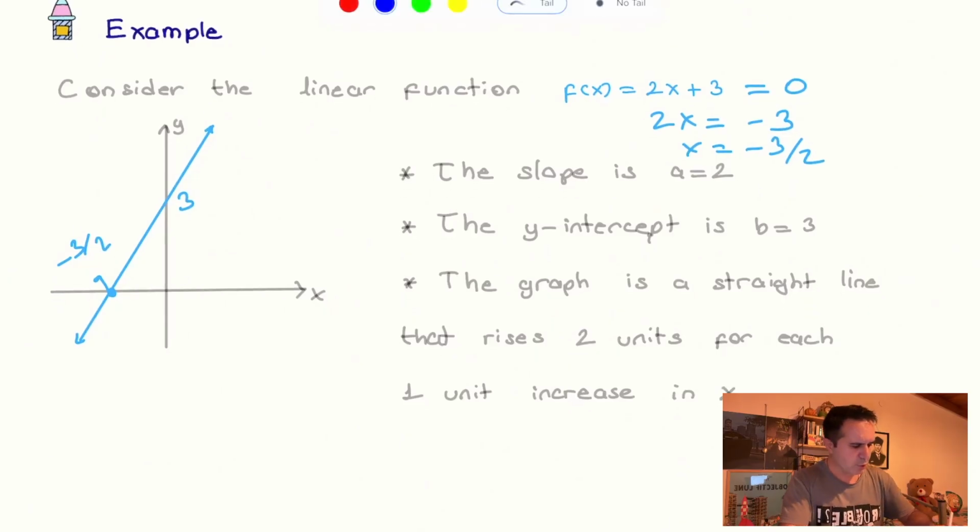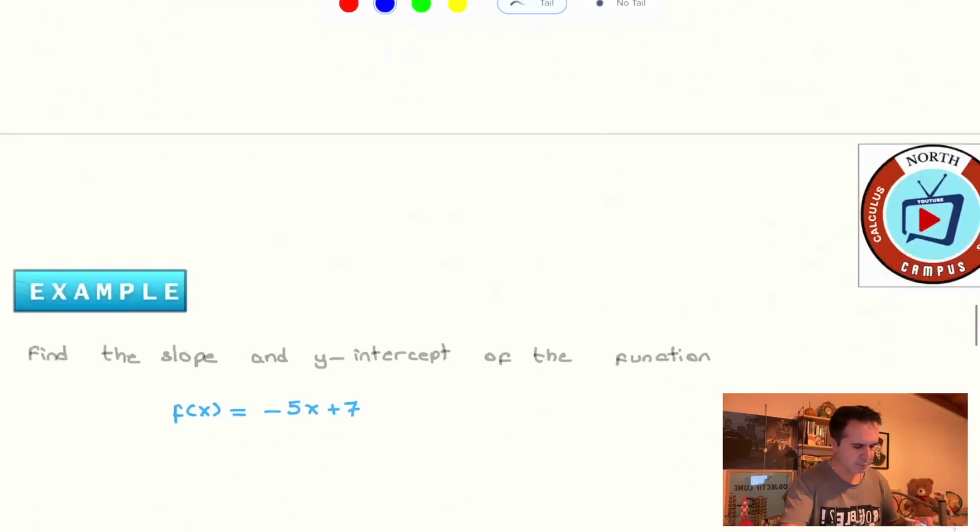What does the slope equals 2 mean? The graph is a straight line that rises 2 units for each 1 unit increase in x. If our slope was 3, this means that the graph is a straight line again, and y rises 3 units for each unit increase in x.